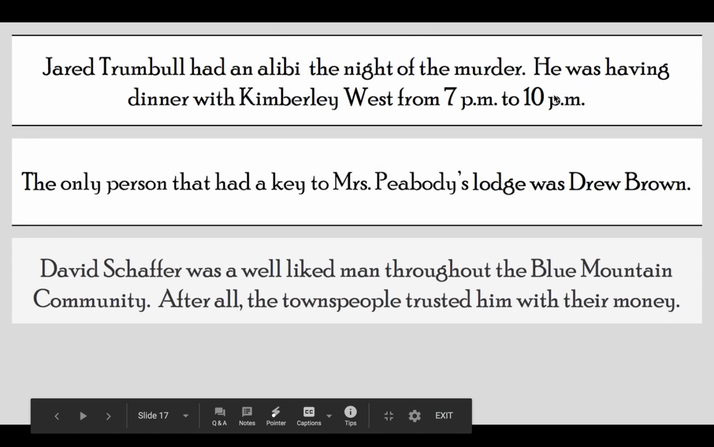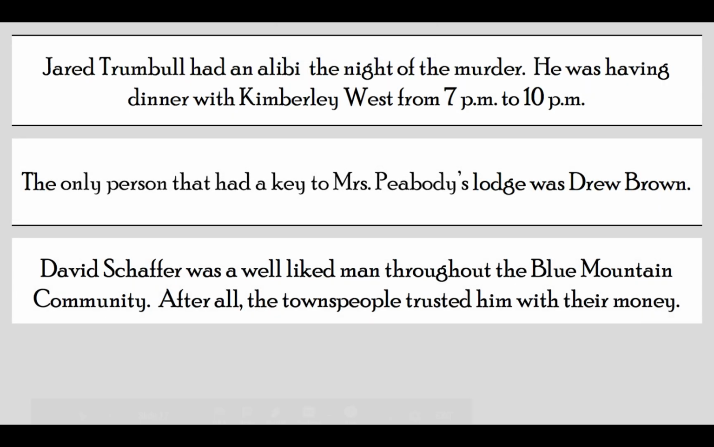So who do you think killed Miss Peabody now that we know that Jared was supposedly with Kimberly for 3 hours having dinner? Then the only person that had a key to the lodge was Drew Brown. He was the only one that had access to the lodge because he had the key. And David Schaefer was a well-liked man, and people trusted him with their money.